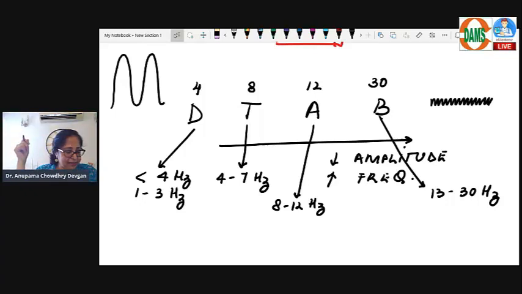Arpan Patel, what is wrong here? Arpan, what is wrong in the diagram?